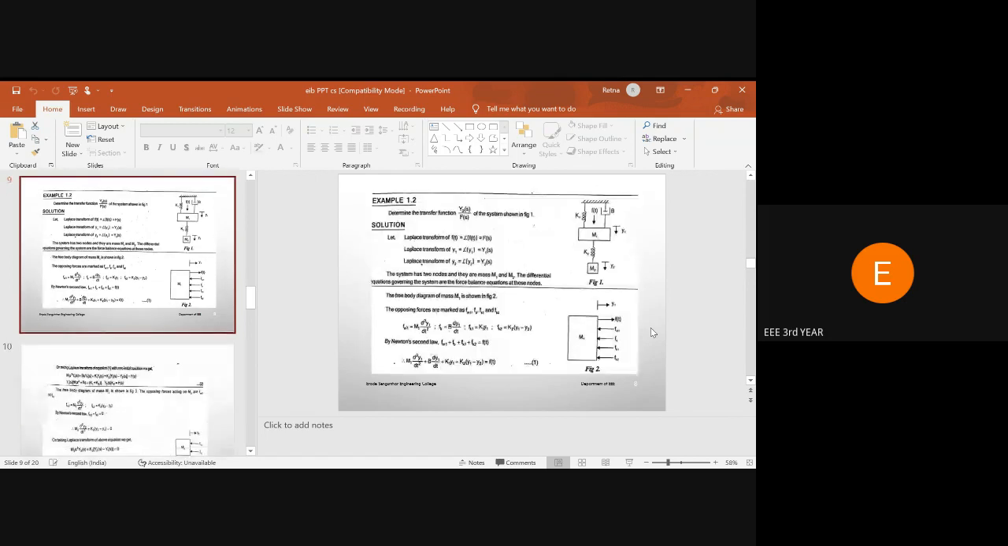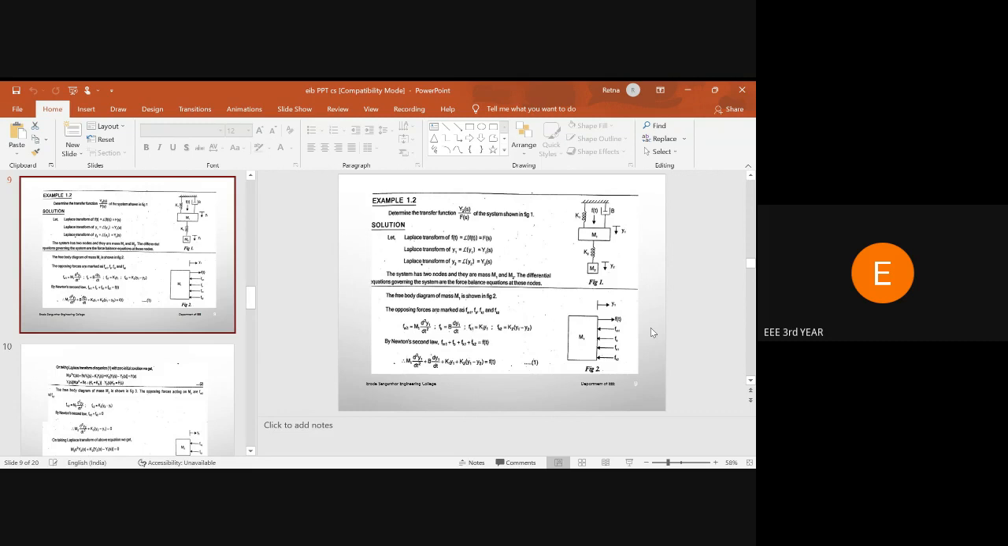Then solve another problem. This problem is solved like the above problem. In this problem, determine the transfer function y2 of s divided by f of s of the system shown in the figure. In this diagram, two masses m1 and m2, displacements y1 and y2. Y1 is the displacement of m1, y2 is the displacement of m2.